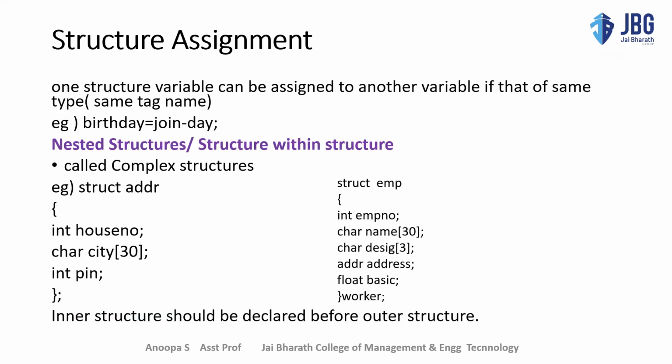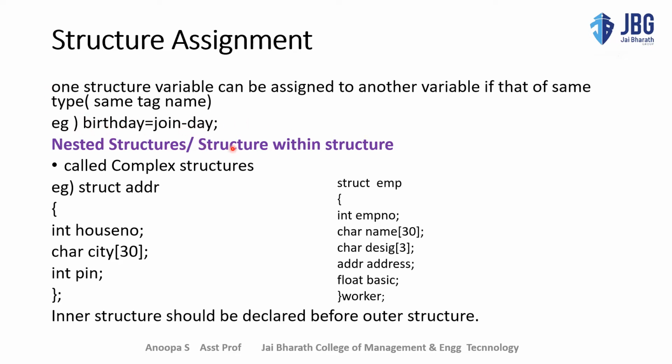Now, structure assignment. If two structures have the same data type, we can just write birthday equal to join day. That means the day, month and year of join day are assigned to the day, month and year of birthday, if they have the same type.